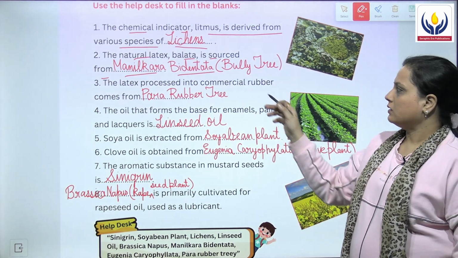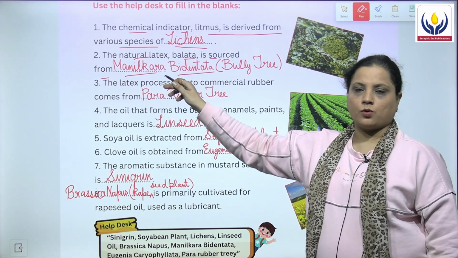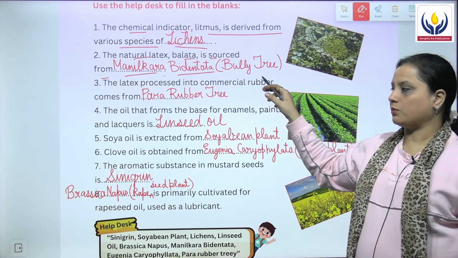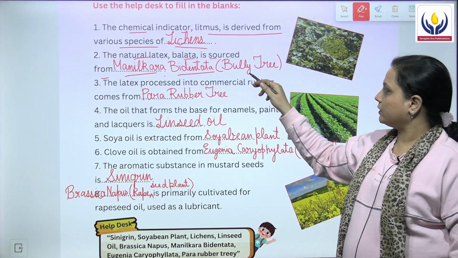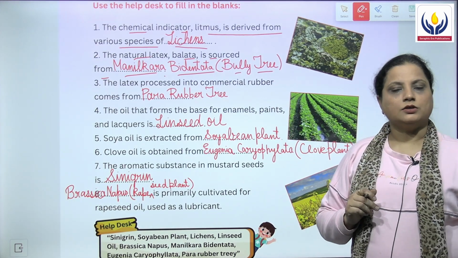Next is: the latex Balata is sourced from which plant? The name of the plant is Manilkara bidentata, and that is the botanical name. The common name which we call it is the bully tree.